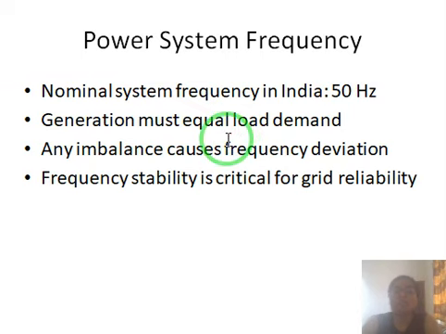So we know that a power system must operate at nearly constant frequency, 50 Hz in India. When electrical load changes suddenly, the balance between generated power and consumed power is disturbed. If the load exceeds the generation, the frequency decreases, and if the generated power is more than the load applied on the generator, then the frequency increases. This is how an imbalance causes a frequency deviation. Frequency stability is critical for grid reliability.